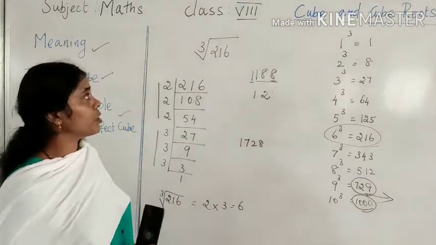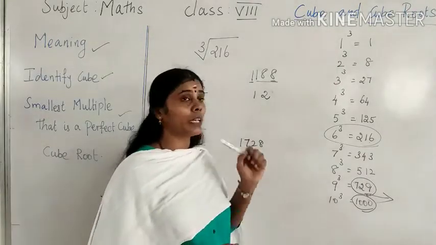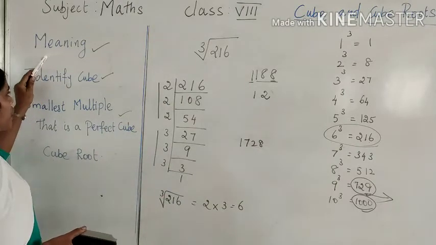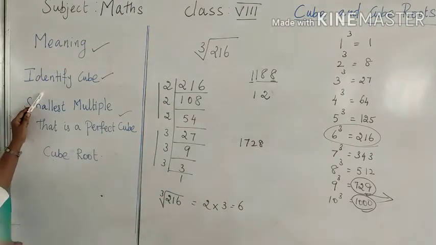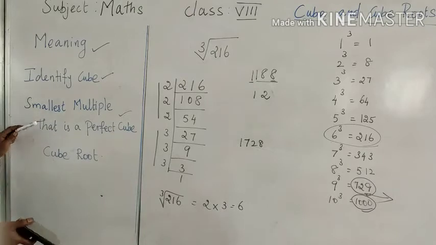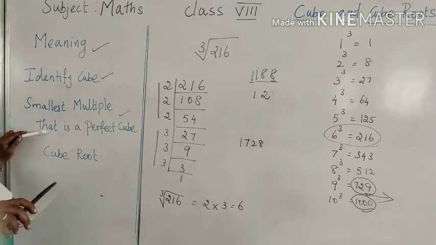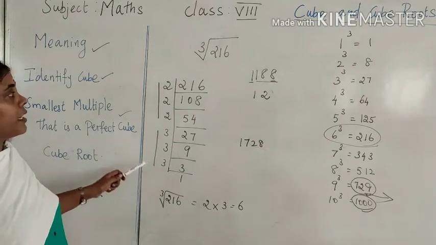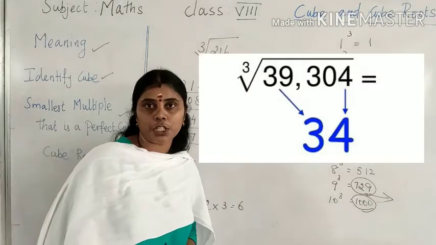I hope this video is clear for you about the topic cube and cube roots. Right? First we have seen what is the meaning of it, and then how to identify the given number as a cube, and then whatever number is given to you, how to make that number a perfect cube by multiplying by the smallest number, and then we have seen the cube root by prime factorization and estimation method.